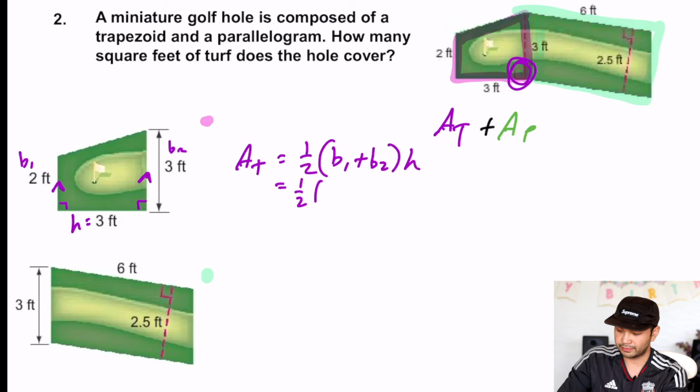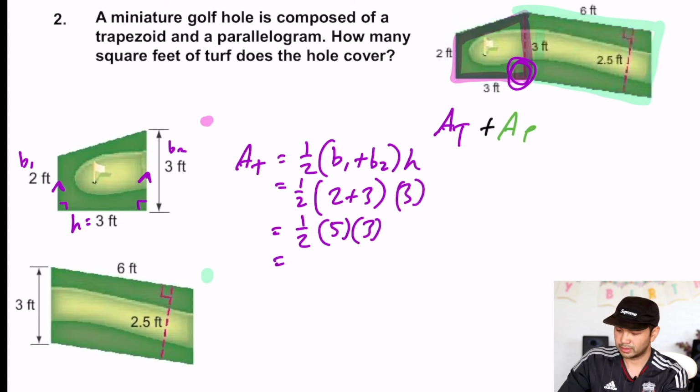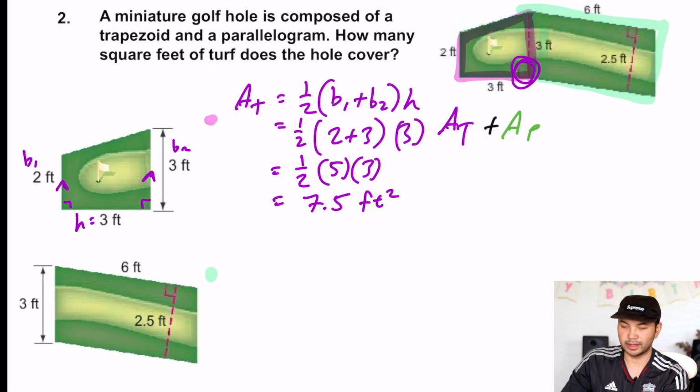So 1/2 times base 1, which is 2, plus base 2, which is 3, times the height, which is also 3. And then this is going to be 7.5, and let's say square feet. So now let's do the area of the parallelogram.